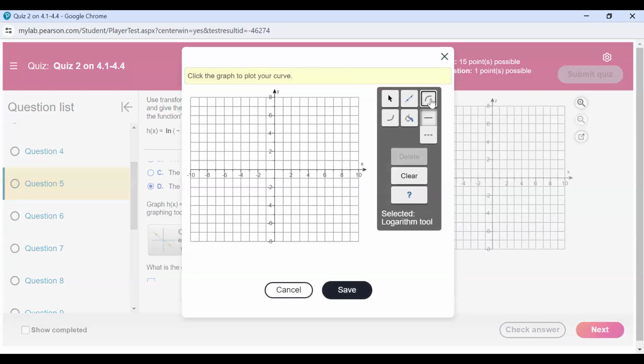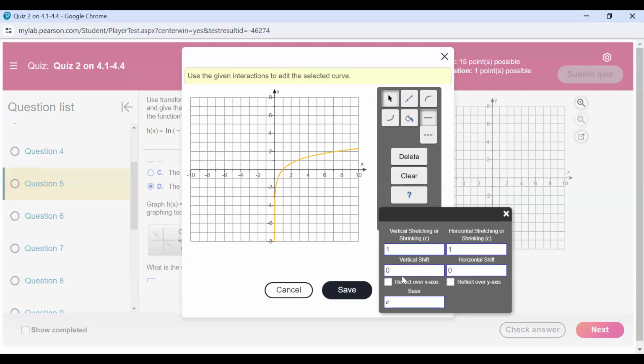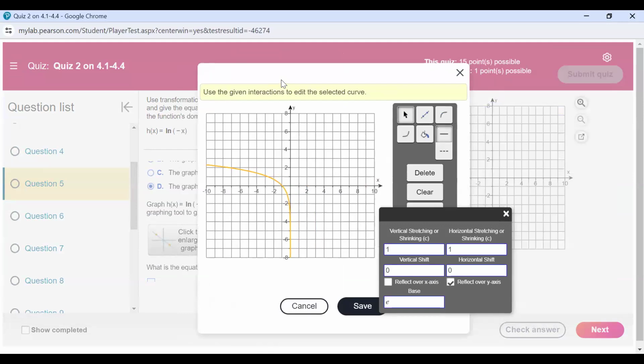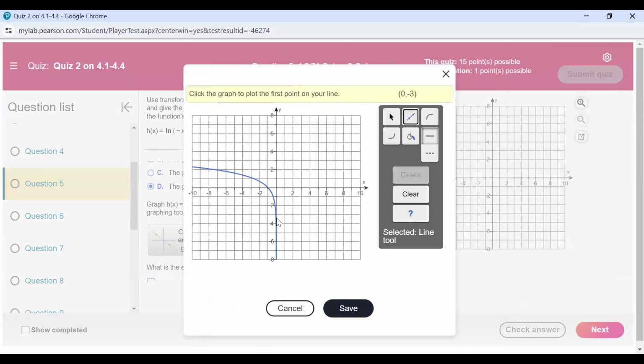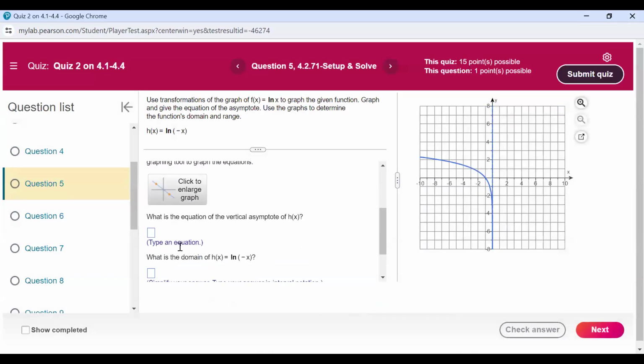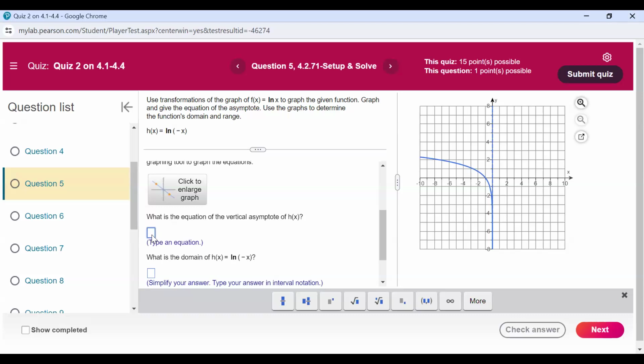Okay, so I have to grab the logarithmic graph and then just plot it there and reflect over the y-axis. We also have to draw the vertical asymptote as a dashed line. So I'm going to grab my line tool. And then there's a vertical asymptote at x equals 0, dash that and save. So the vertical asymptote of that line is x equals 0. And the domain is, you can see how it goes from negative infinity for all the x values to 0.